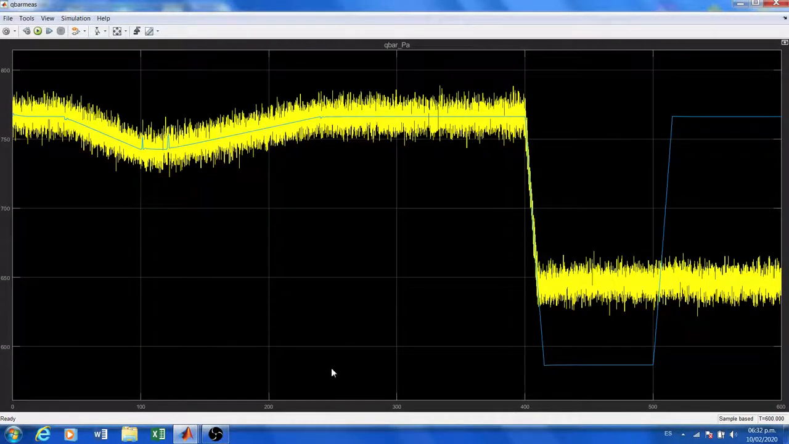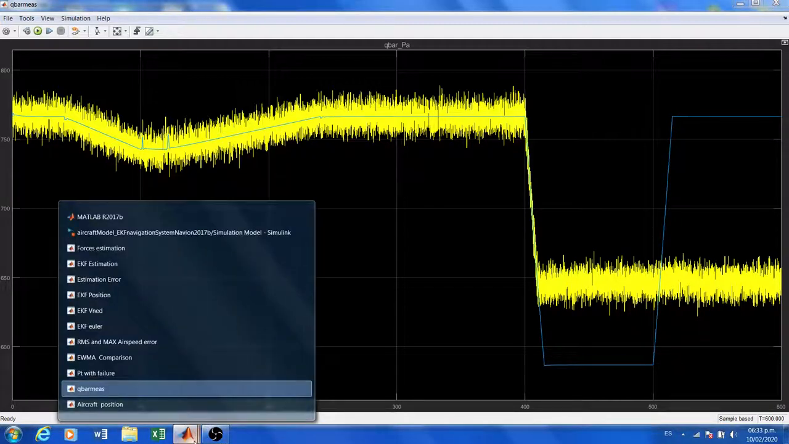This is the dynamic pressure. The dynamic pressure measurement is the yellow one, and the blue is the estimation. During the descent, we inject the failure here at 410 seconds, and it freezes. The dynamic pressure stays constant, independently of the maneuvers of the aircraft, and the estimation follows the true value. It's not affected, not following the sensor, the pitot tube.